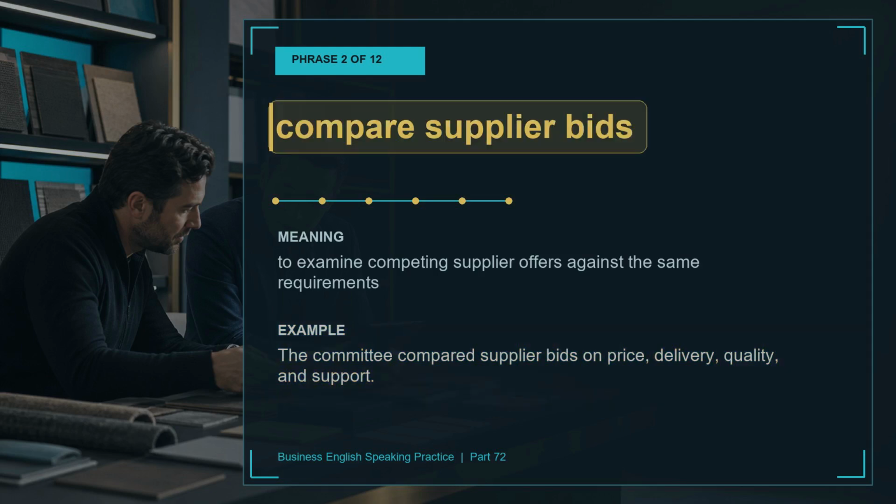A bid comparison should consider total value and risk, not only the lowest price. Consistent criteria improve fairness. Use this phrase after vendors submit formal responses. Now repeat. Compare supplier bids.